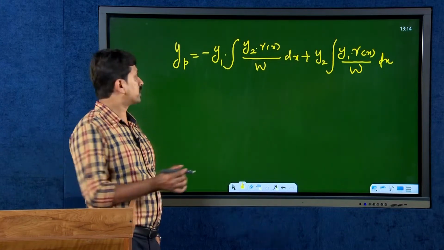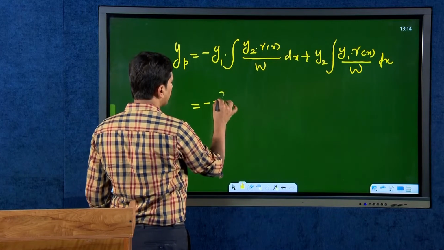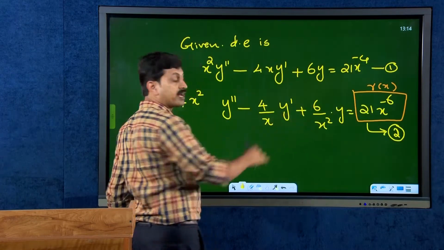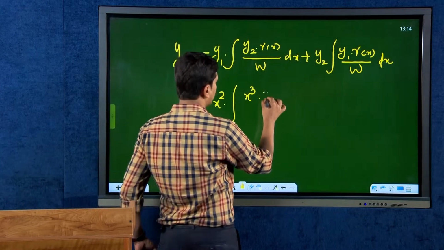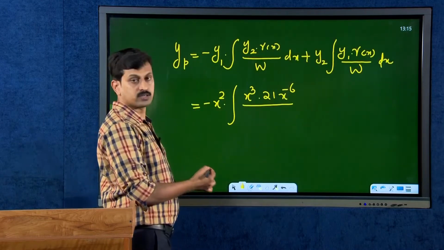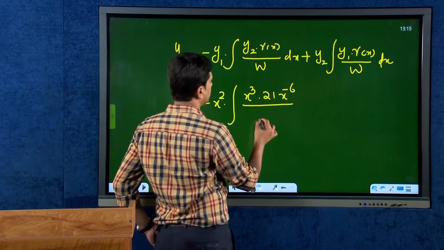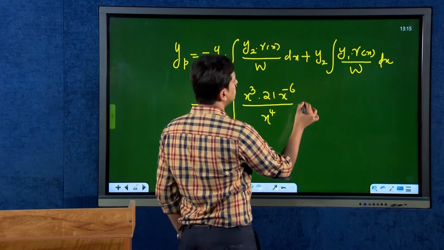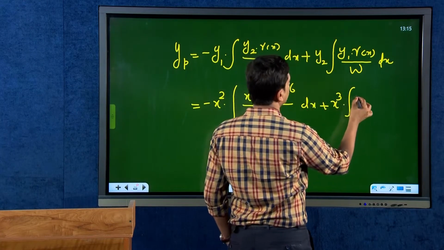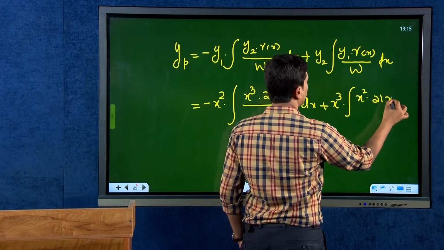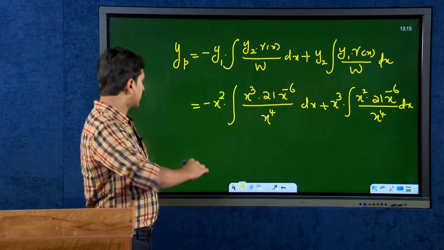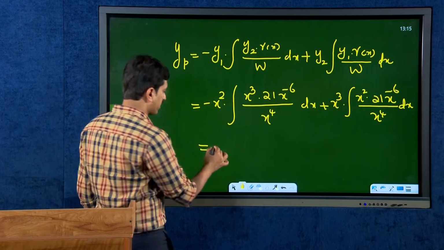So, we will have the equation as yp is equal to minus y1, that is x square, into the integral of y2, which is x cube, into r of x, which is 21 x raised to minus 6, divided by the Wronskian. We found the Wronskian as x raised to 4, sorry, x raised to 4, into dx, plus y2, which is x cube, into the integral of y1, which is x square, into r of x, 21 x raised to minus 6, divided by x raised to 4 dx.